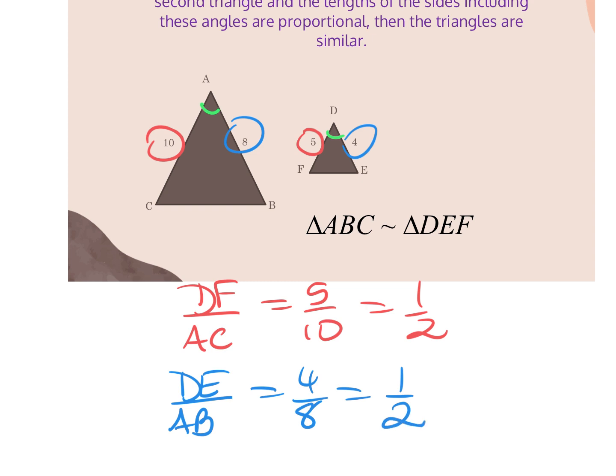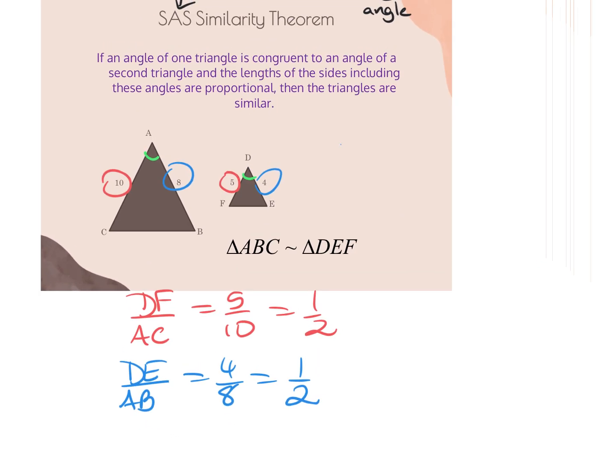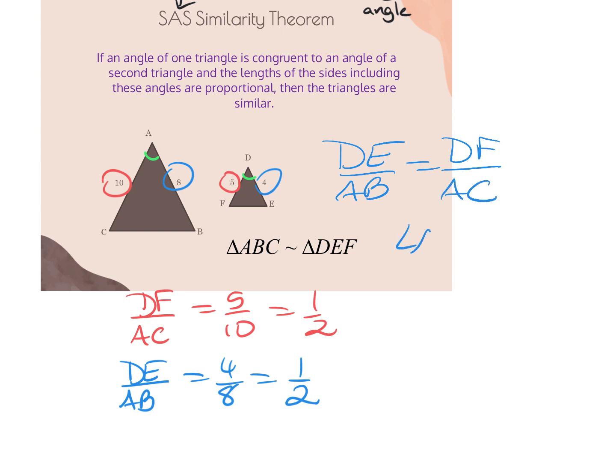So because my sides are proportional, and I have that angle A is congruent to angle D, I can state that these two triangles are similar using side angle side. So again, you would have had to state that DE over AB equals the ratio of DF to AC, and also state that A was congruent to angle D. This would have been what you needed to use side angle side.